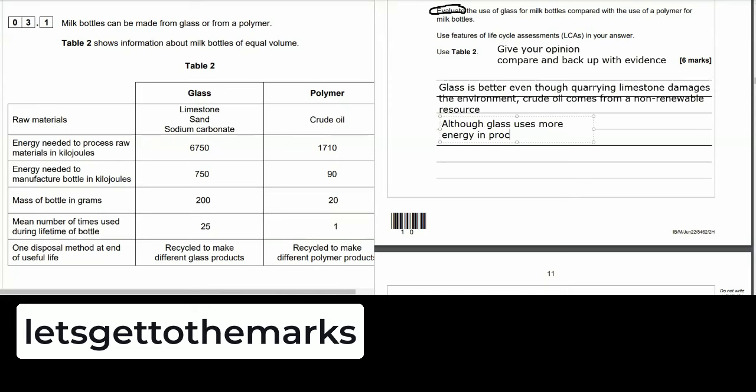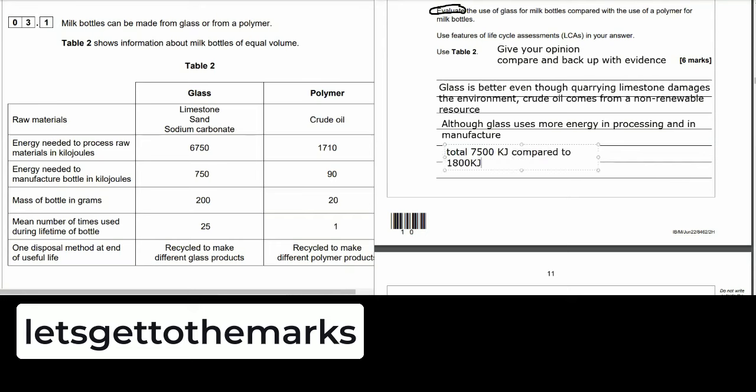So although glass uses more energy in the process, I'm noticing that glass uses more energy. That means more fossil fuels used up and more expense. We can see that here and give the evidence for that. The total energy for glass is 7,500.